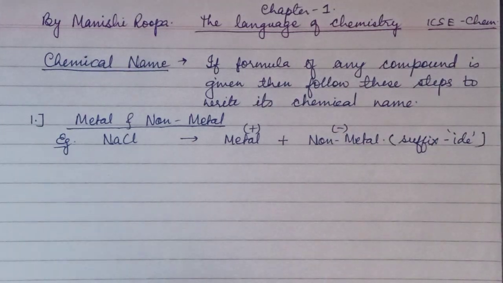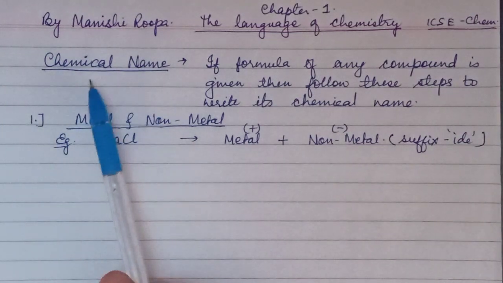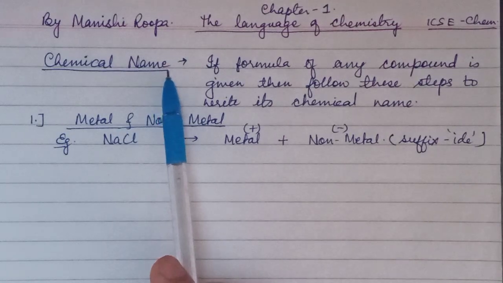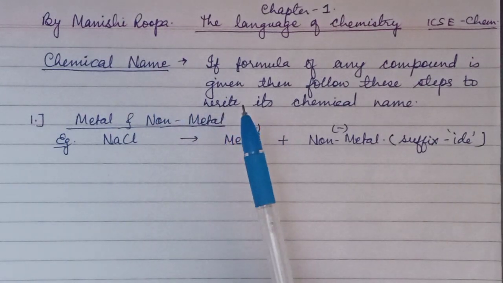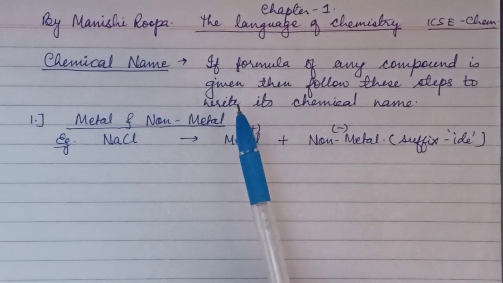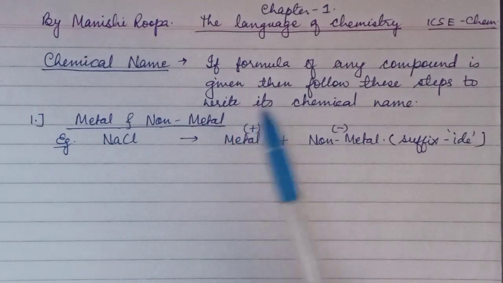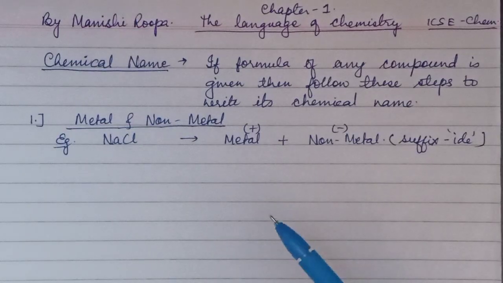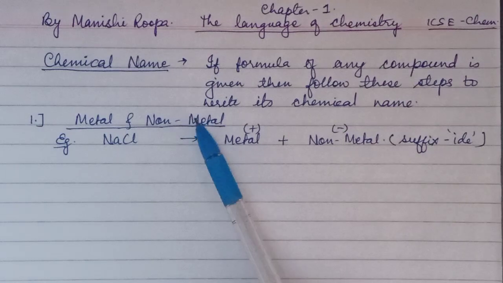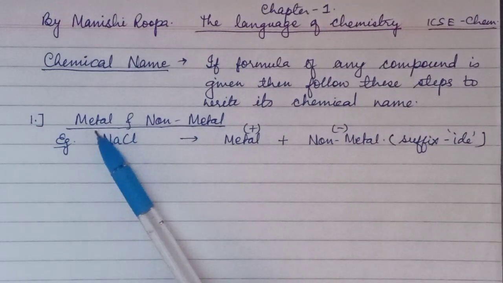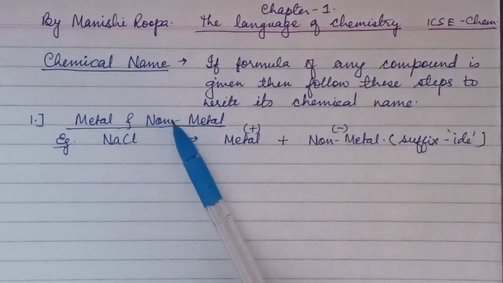Hello children, today we will start how to write the chemical name for a given chemical formula. There are some rules while writing these chemical names. Let's start with the first step, that is when the chemical formula contains one metal and one non-metal. That means the bond is formed between a metal and a non-metal.